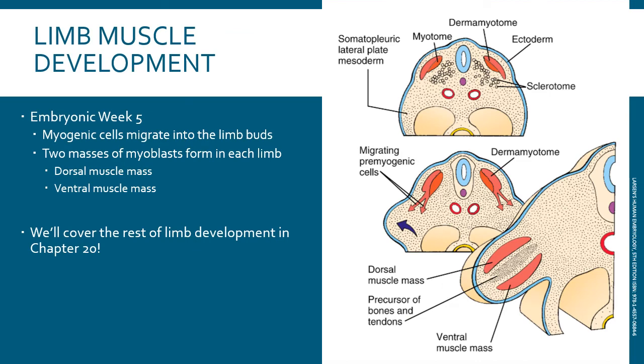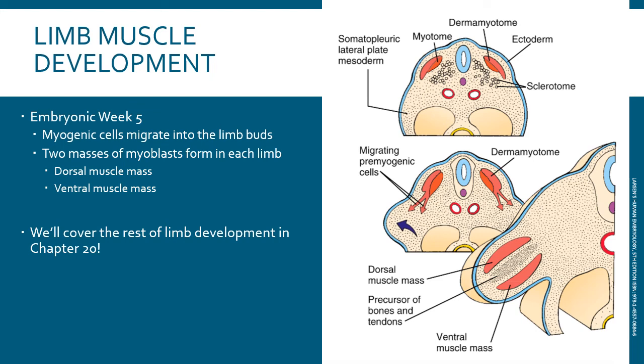Okay. Now this is sort of quick and dirty for limb muscle development. We'll cover limbs in Chapter 20 in more glorious detail, but for the moment, just sort of a quick idea of how the muscles of the limbs come to be where they are. We talked about myogenic cells migrating, and in the case of the limb buds, that's how they get there. So 2 masses of myoblasts will form from migrating myogenic cells in each of the limb buds, and we'll talk about limb buds at another time. For the moment, just sort of assume they're there.